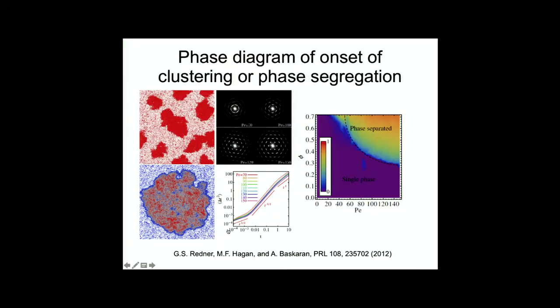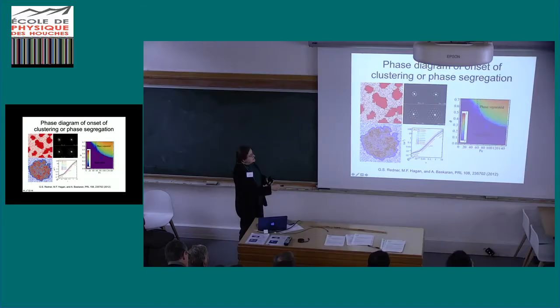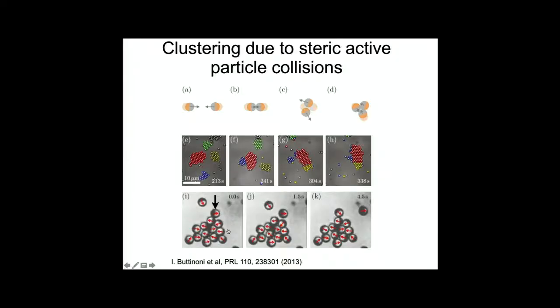This has been studied in some detail. It's really as a function of either the importance of their swimming, so how long they spend swimming in a correlated direction, compared to the density of the active matter. You can really have a distinct transition between this sort of gas-like state and this phase-separated state.